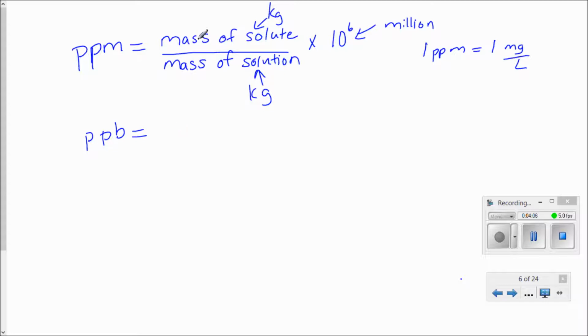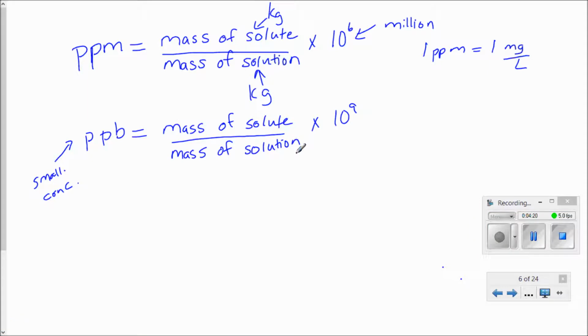Parts per billion is exactly the same, except you use it for smaller numbers. So parts per billion is for smaller concentrations, okay? The way we find it is similarly mass of solute divided by mass of solution. And what we do is we multiply by 10 to the 9. So that represents a billion. 9 zeros is a billion.